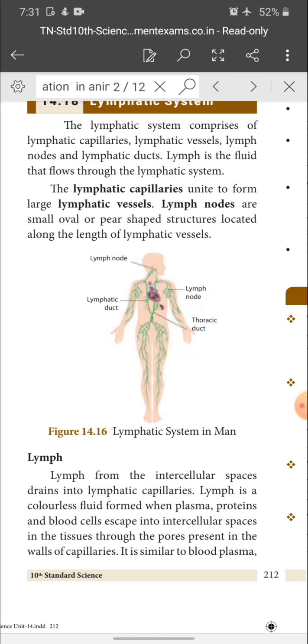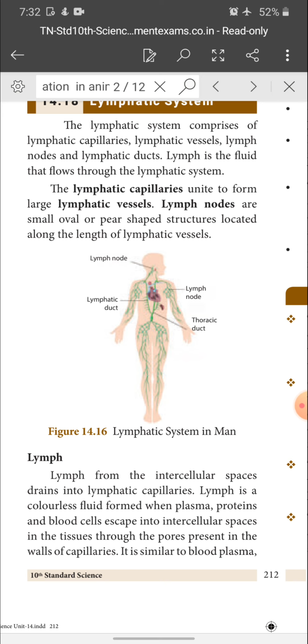These plasma, proteins and blood cells again enter into the lymphatic capillaries, and together the plasma, protein and blood cells form a fluid called lymph. The lymph enters the lymphatic capillaries from the intercellular spaces. From the lymphatic capillaries, it enters into the lymphatic vessels. Now you are clear how the lymph is formed.